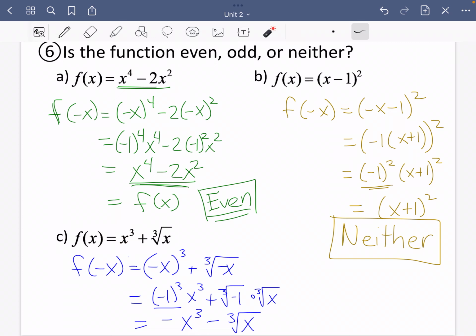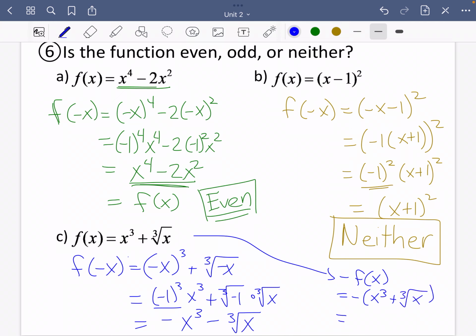Is this the negative of the original function? Right, so the negative of that original function is the negative of x cubed plus the cube root of x. So that negative gets distributed. Oh yeah, so this right here is in fact equal to the negative of f of x. So that makes this an odd function.